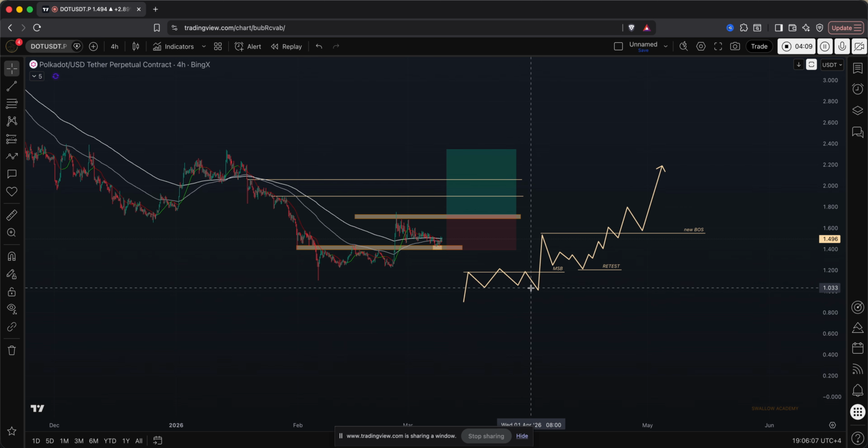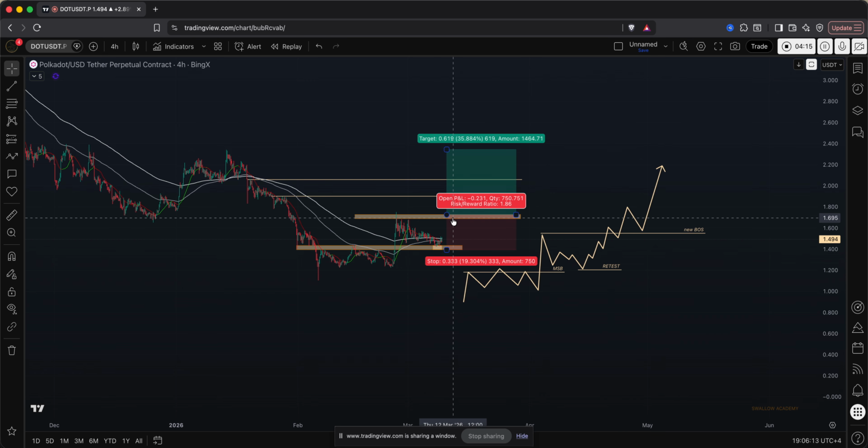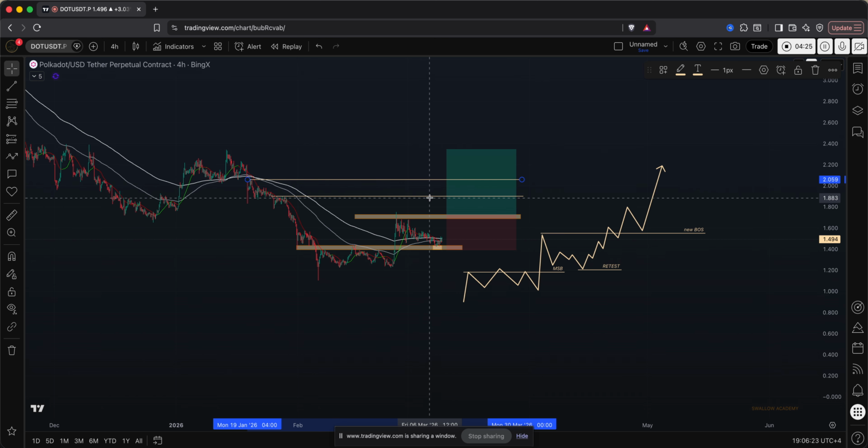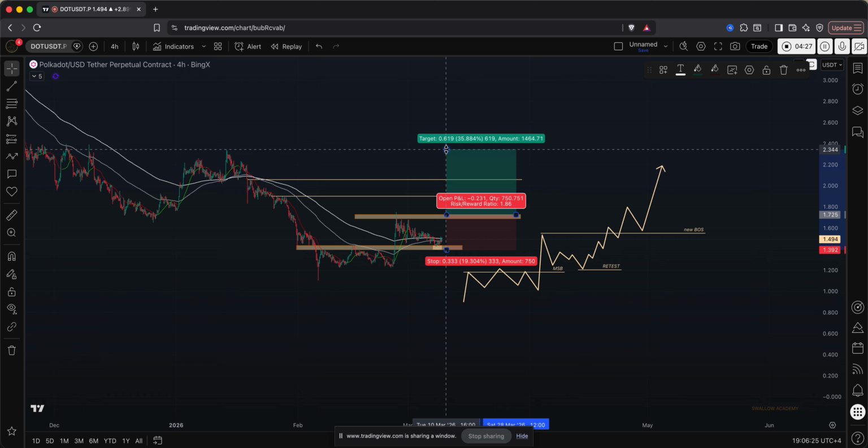We had a strong market structure break, we had a retest, which is a successful one. Now the smaller target is this area here, which is $1.7. Once we see this broken, the next target is this area, and also this area.